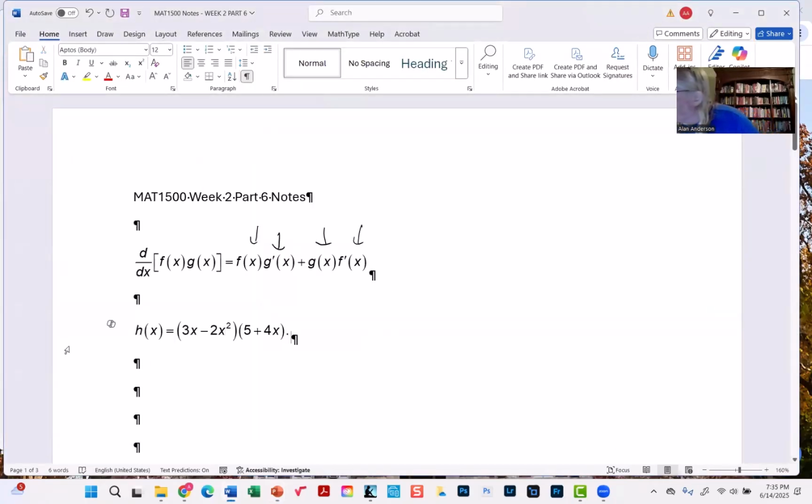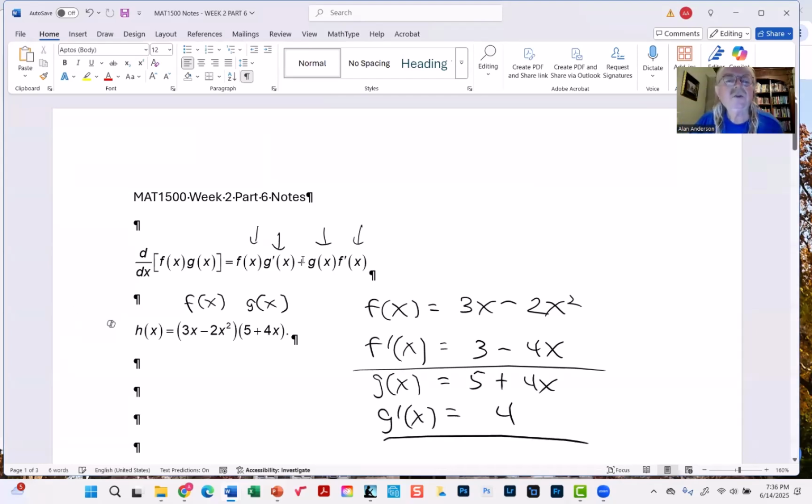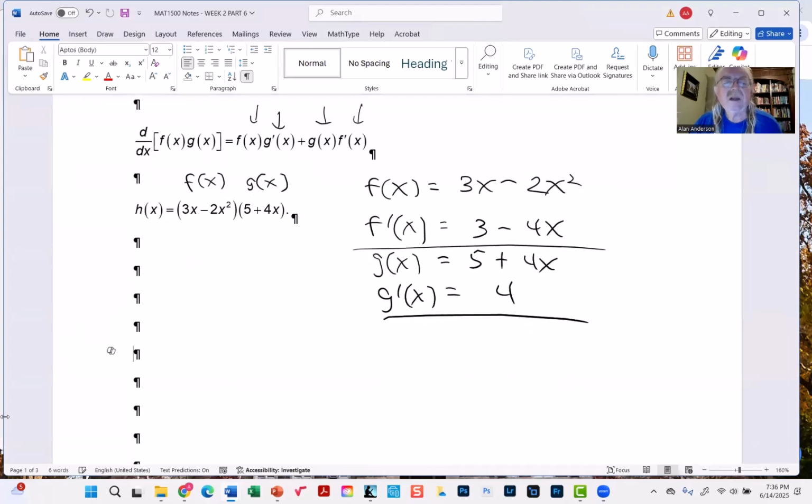All right, so let's just say h of x is defined in the following way. We can write this as f of x times g of x. And now using the rules that we learned in the last section, we can figure out that if f of x equals 3x minus 2x squared, that means that f prime of x, based on the power rule, must be 3 minus 4x. And similarly, if g of x is 5 plus 4x, then g prime of x is simply 4. Now we plug these into our rule, and we'll have a result.